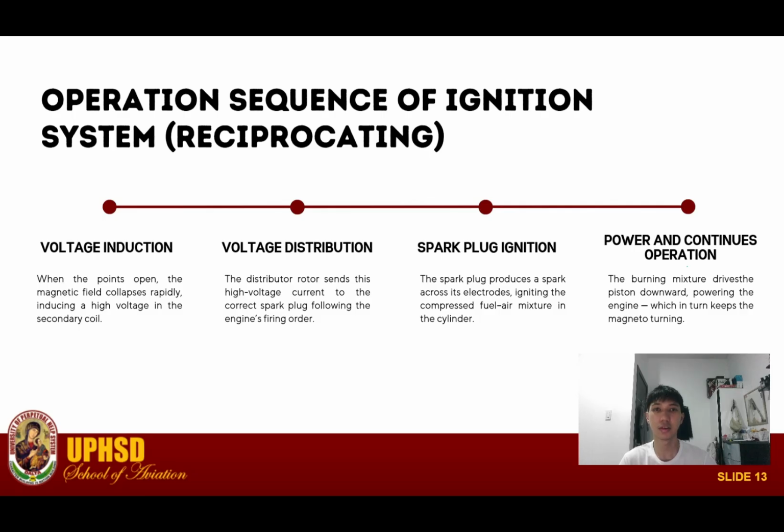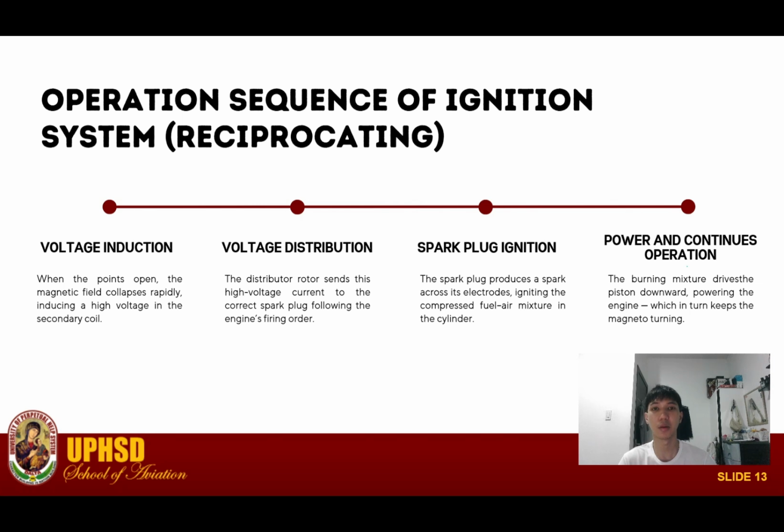Then, the voltage distribution. Next, this high voltage electricity is sent to the distributor rotor. The rotor directs the voltage to the correct spark plug, depending on the engine's firing order. This ensures each cylinder fires at the proper time.